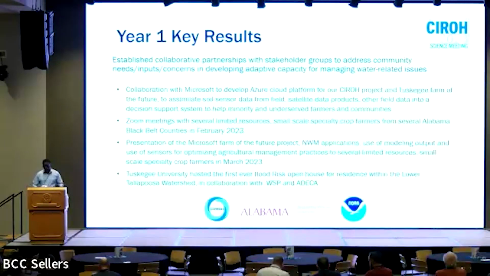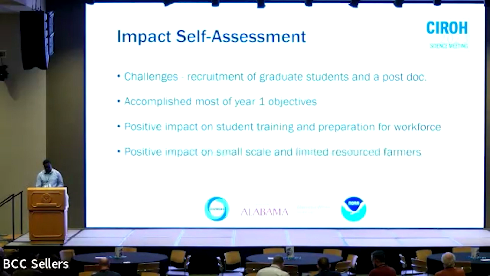In the last 1 year, we've had a number of workshops and conferences that have involved limited resource farmers in underserved communities, and we've trained them on some of the applications of modeling output. We've educated them on things like precision agriculture and how modeling output helps them in developing their irrigation management, for instance. Our main challenges have been recruiting graduate students and getting postdocs. Most of our objectives for year 1 were achieved. We had a very positive impact in terms of training of graduate students.